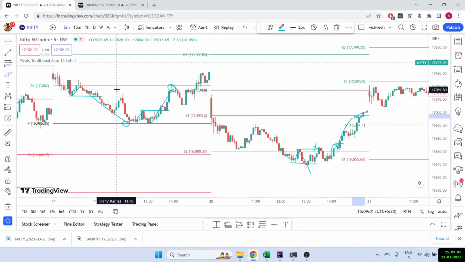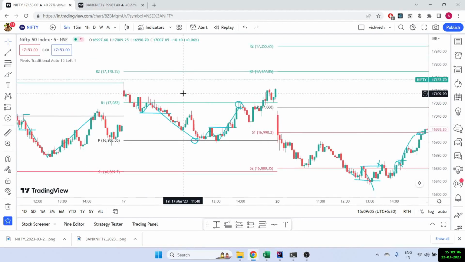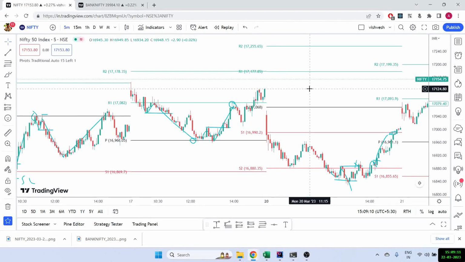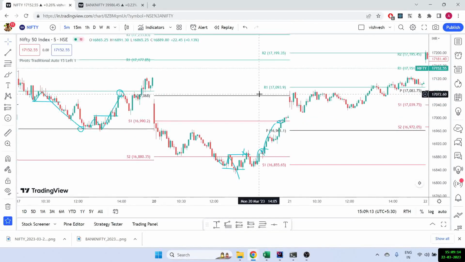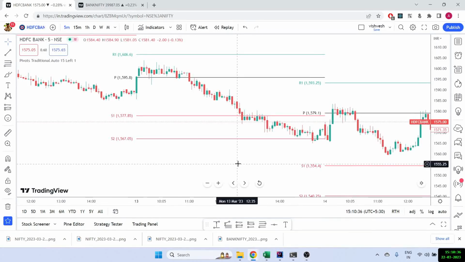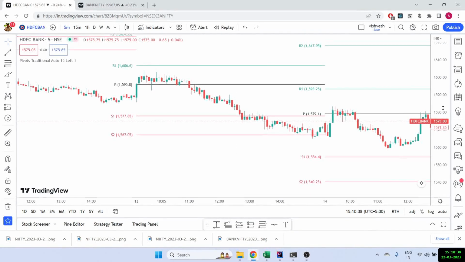So this is the strategy which I use a lot, and I usually do it on a 5-minute time frame, but again, you can do it on a 3 minutes time frame as well, and it works really well on intraday basis. Let's take one stock example probably to see if it works in the stocks also. So I'm showing you the strategy on HDFC Bank now.